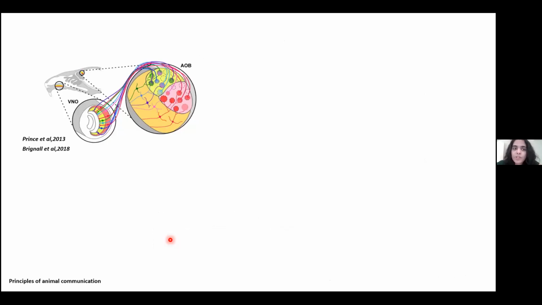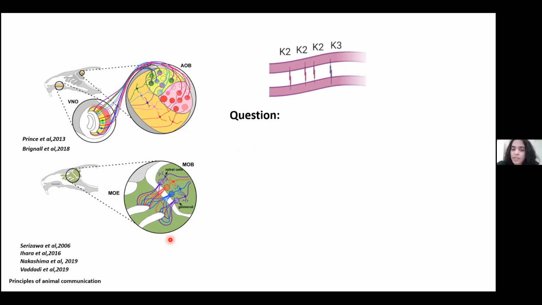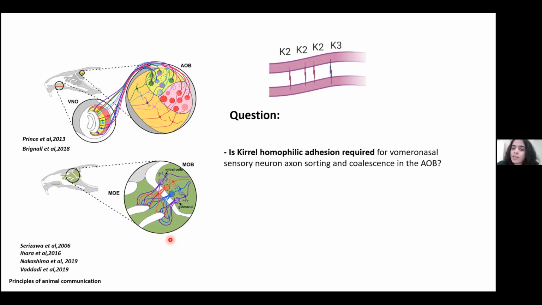So far, I mentioned that KL2 and KL3 are important for axon sorting in the accessory olfactory system. Previous studies from our lab and other labs have shown that KLs play an important role in axon targeting in the main olfactory system. I mentioned to you that these KLs have a homophilic cell adhesion property shown in vitro. But the question still remains, is the homophilic cell adhesion property required in the vomeronasal sensory neuron axon sorting and coalescence in the accessory olfactory bulb?